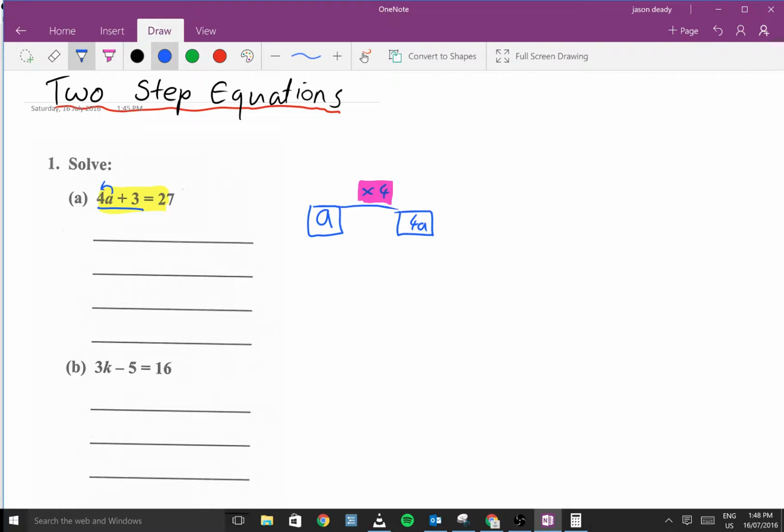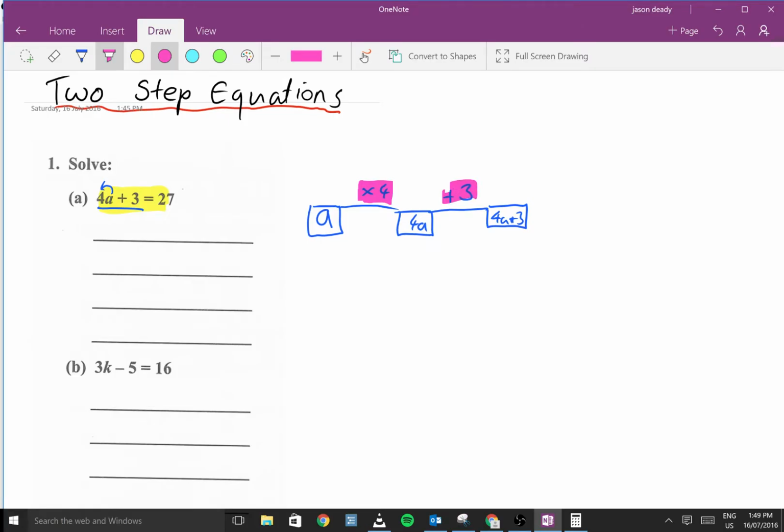Okay, but that's not the only thing that happens to that A. It's times by 4 to make it 4A, and then I add 3. Okay, so what I'm going to do is draw my line. That's going to give me 4A plus 3. And how do I get from 4A to 4A plus 3? Well, I need to add 3. So these are the two things that happen to the A on its journey to become 27.